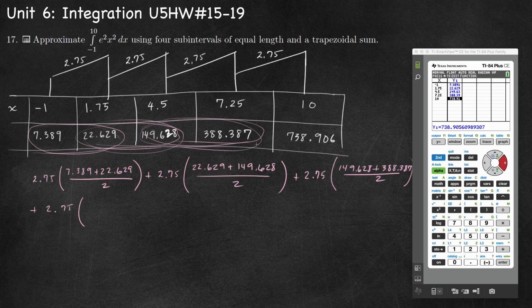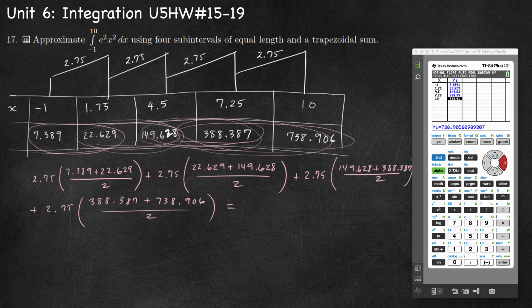2.75 times, so my last trapezoid has these two bases, 388.387 plus 738.906 over 2 equals, that would be a lot of numbers to type in there. We may just have to do it anyway, but I think I can probably figure a way to do this on my calculator a little more efficiently than me having to type all of these numbers. It's a lot of button presses there.